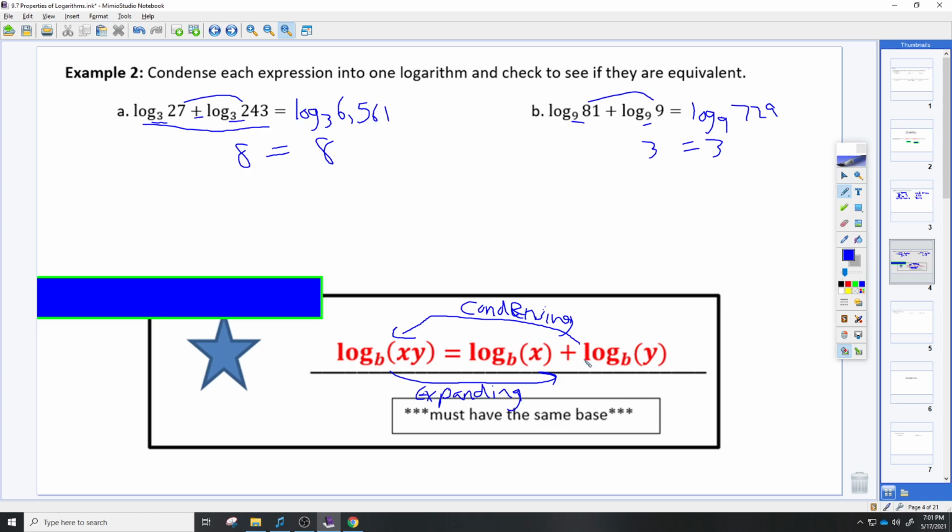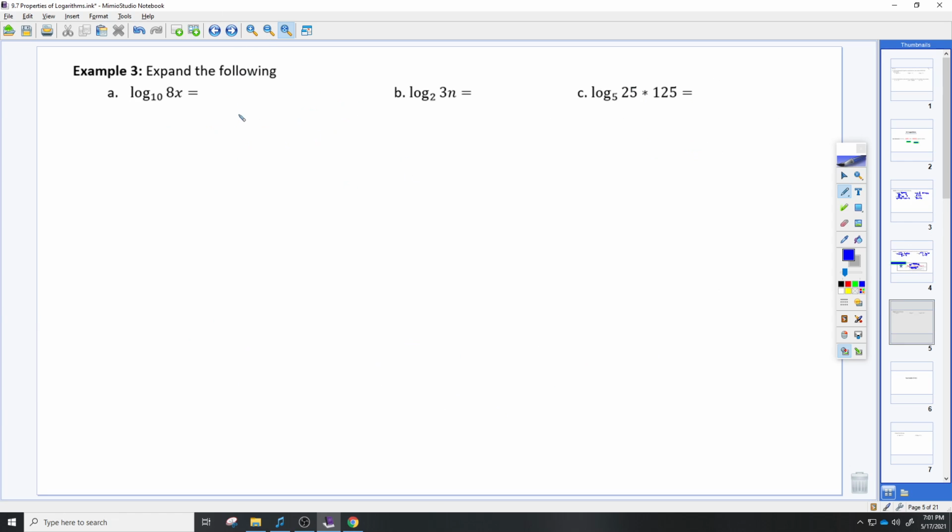So what we just did is condensing. We went from having the plus, having two logs, back to just one logarithm. And this property works. So let's practice some expanding. There's multiplication between these two numbers here, so I'm going to expand it into two different logs. We keep the same base, log base 10. Remember, if it's base 10, we don't have to write 10. We'll just leave it as log. So it'll be log of 8 plus log of x.